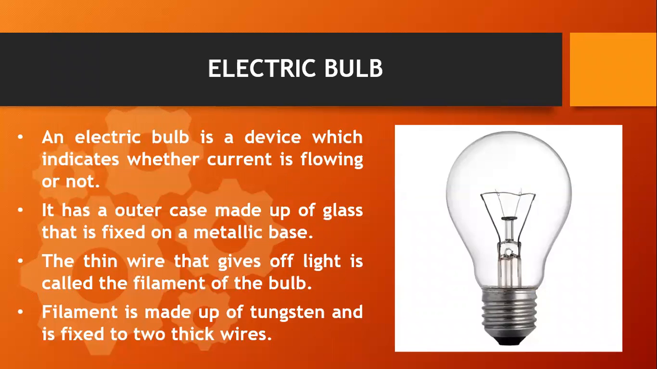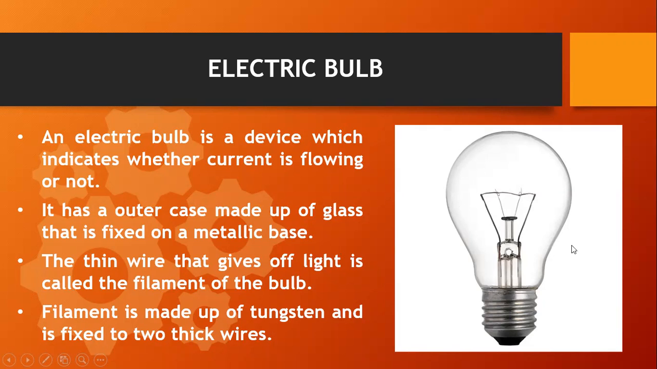Now let us have an electric bulb. Electric bulb is basically a device which helps us to know that current is flowing or not. If current is flowing, the electric bulb will glow. If current is not flowing, the electric bulb will not glow. Right? So this is a device which helps us to indicate whether the current is flowing or not. Right? So an electric bulb, you can see how it is formed.